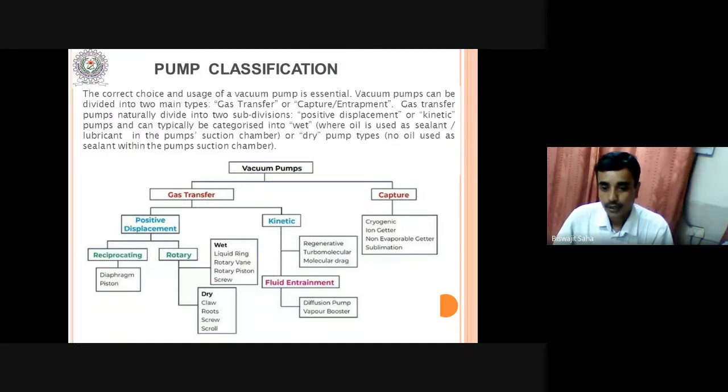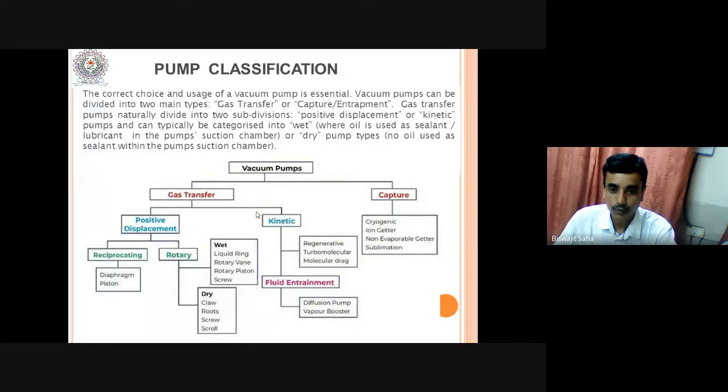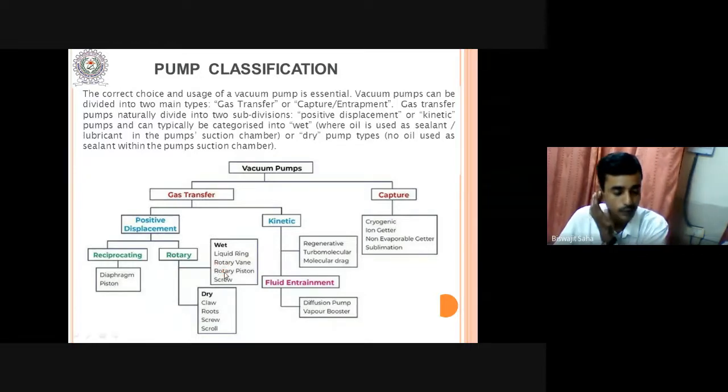Next is the kinetic pump, another type of pump which can generate high vacuum, but it cannot work individually because it is a secondary type of pump. The rotary pump is a primary type of pump and it can work individually. So in this discussion, we shall restrict ourselves to two types of pumps which are used in combination for the vacuum system, that is, the rotary pump and the diffusion pump. You can see in the gas transfer system, there are two different pump systems: the diffusion pump in the kinetic category, which also belongs to gas transfer, and the other is the positive displacement pump, the rotary pump. In the rotary pump, we shall discuss the wet rotary pump, because it is called wet rotary as it uses oil, silicone oil.